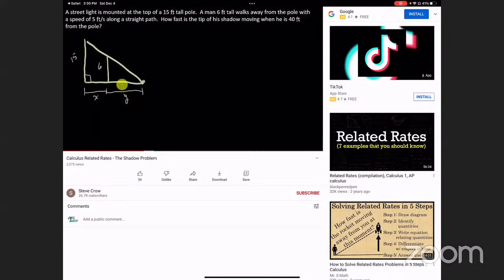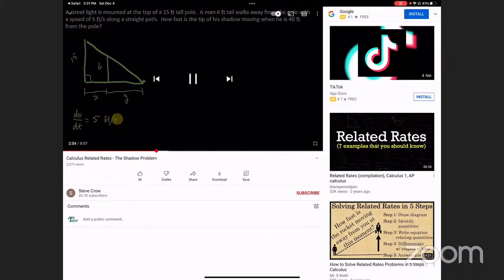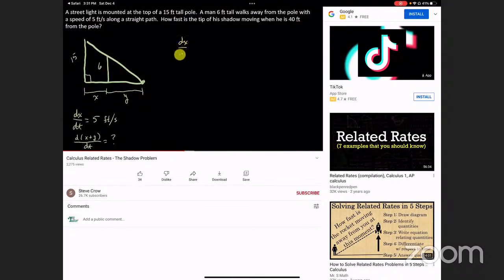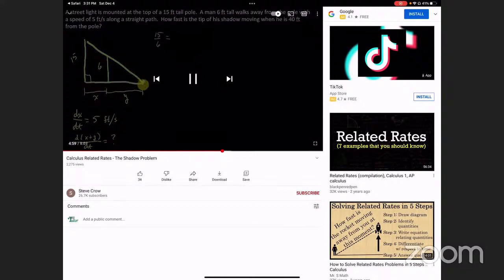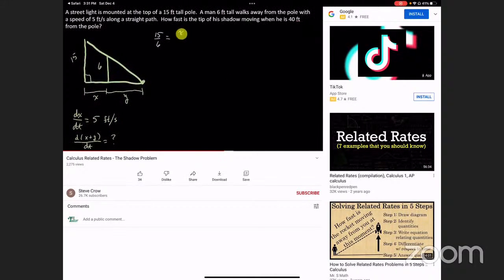They tell us that he's walking at 5 feet per second. So that's the change in x. That's how fast this distance here is changing, 40 feet from the pole. We know that dx/dt is equal to 5 feet per second. Now, what do they want us to find? The tip of the shadow, x plus y. That would be the derivative with respect to t of x plus y, over what?